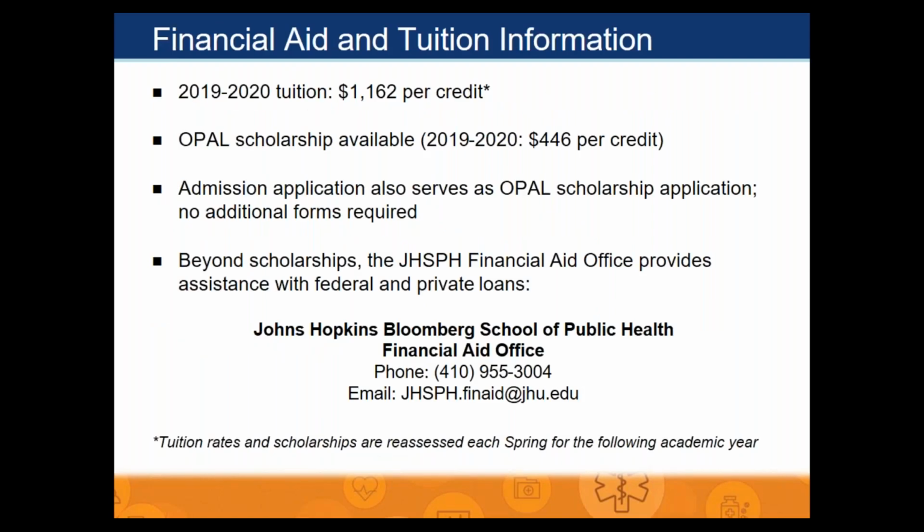For financial aid and tuition information, the cost per credit hour is $1,162. All students who are accepted into the program receive an OPAL scholarship of $446 per credit hour. That brings it down to $716 per credit hour. There are no additional steps that a student has to do to obtain the OPAL scholarship. Again, once you're accepted into the program, you do receive the OPAL scholarship for the length of the time that you are in the program.